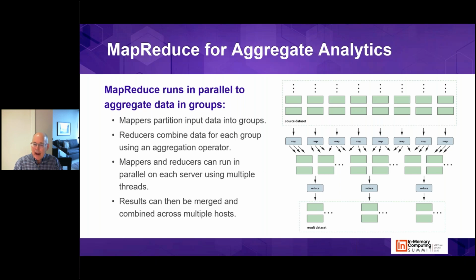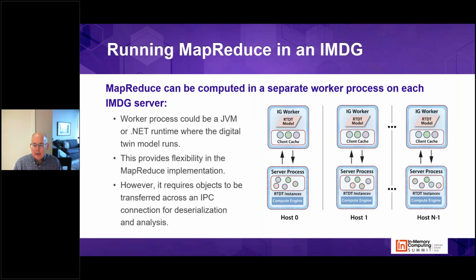So if you're trying to find the max alert level by region, the mappers will simply take all of the input data from the power grid nodes, for example, break it up by region, and hand that to a separate computation, which is aggregating it by region, and then providing a set of results, one result per region. And these results can be performed in parallel on each server within an in-memory data grid, and then the results can be merged and combined and delivered for visualization after being merged across all the hosts or the servers in the grid.